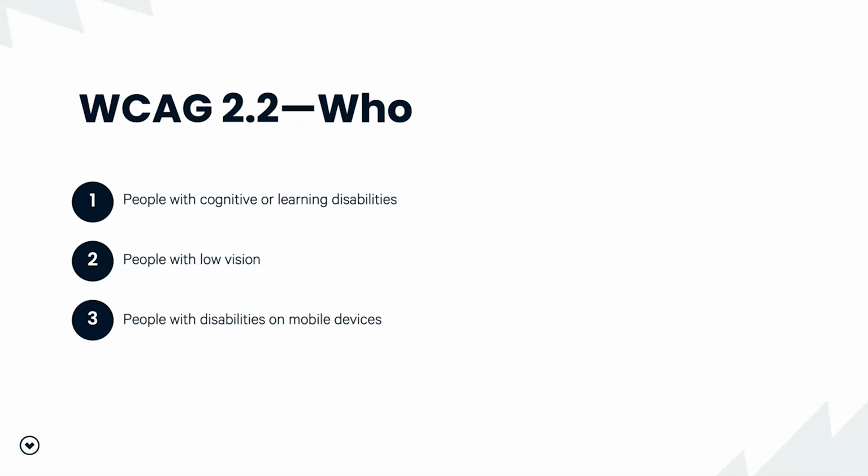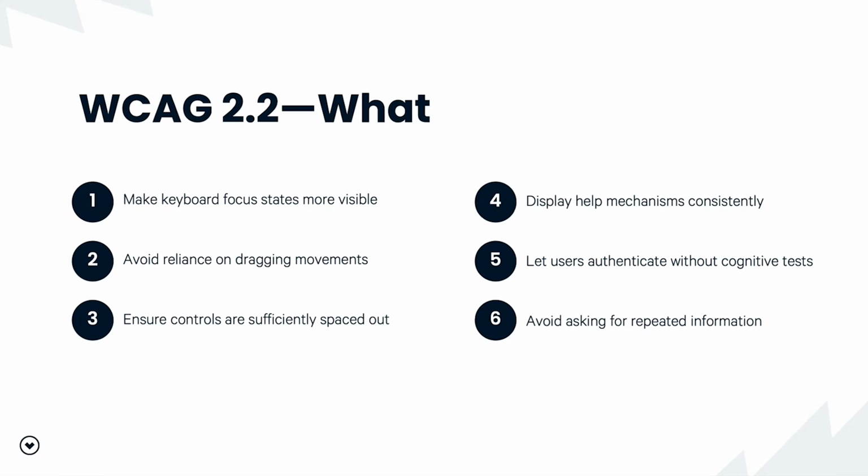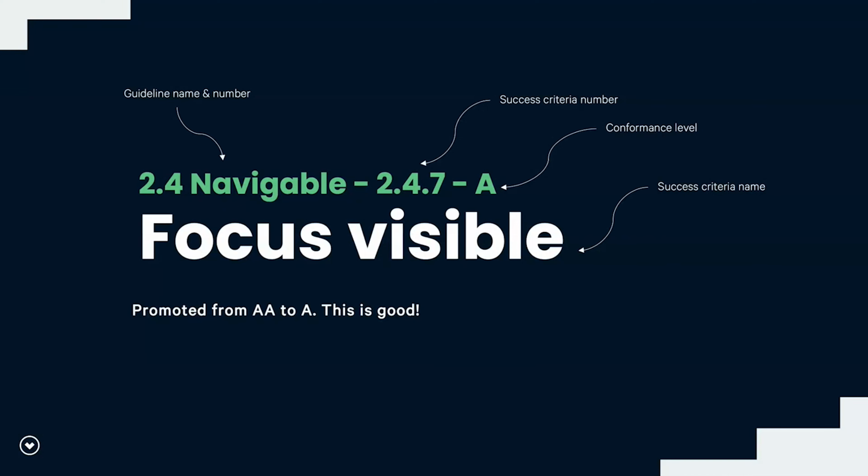So the most important thing when thinking about accessibility in the guidelines is who it's going to affect, and WCAG 2.2 addresses 3 main groups of people. People with cognitive or learning disabilities, people with low vision, and people with disabilities on mobile devices. And it does that with 6 themes of success criteria. It's designed to make keyboard focus states more visible, avoid reliance on dragging movements, ensure controls are sufficiently sized and spaced out, display help mechanisms consistently, let users authenticate without cognitive tests, and avoid asking for repeated information. From the quote, it said that some cognitive and learning disabilities were covered with WCAG 2.1. This is building upon that and has a bit more focus on those cognitive and neuro issues.